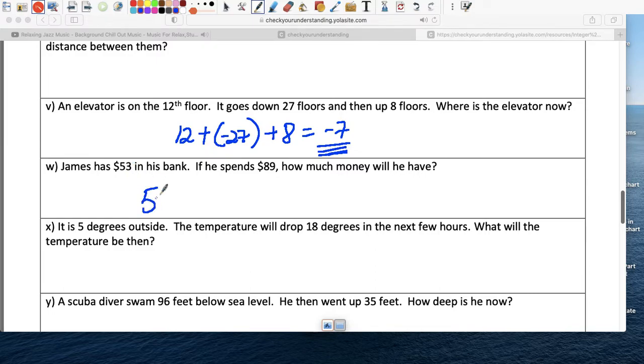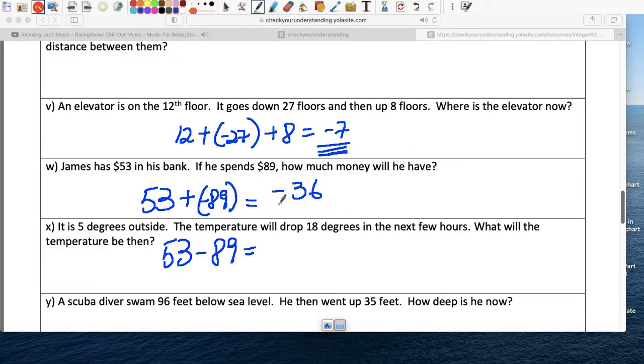James has money in his bank, so we'll write it as positive 53. He spends 89, and again, because we did addition today, I'm going to write plus negative 89. If you actually did this, notice that you will get the same answer. So he's going to be in negative territory, so it's going to be negative 36. That's how much money he has. In this case, he owes.